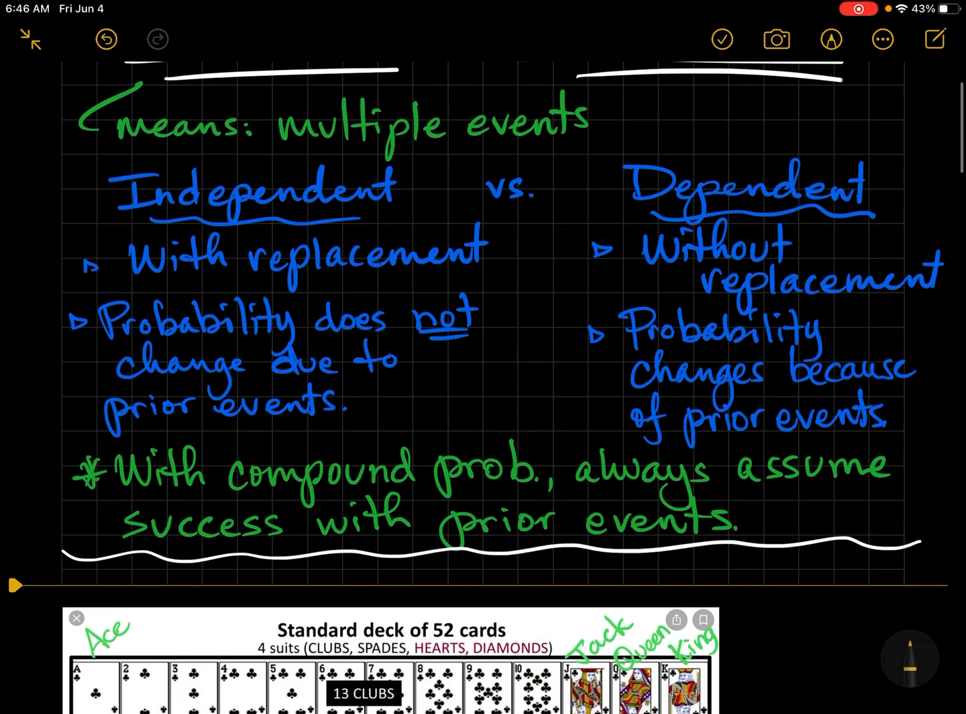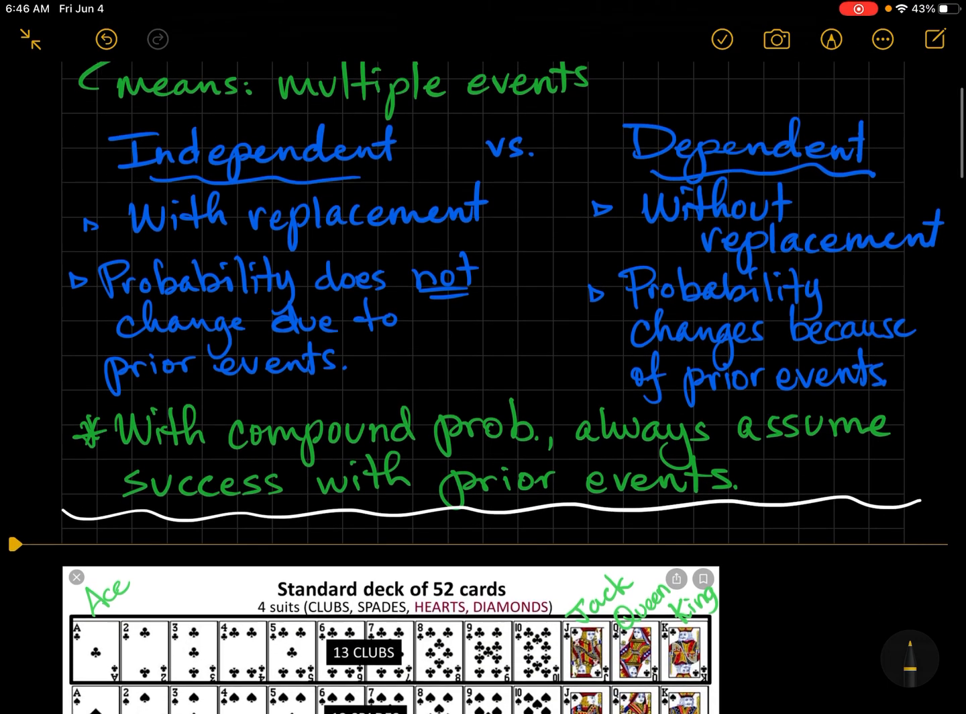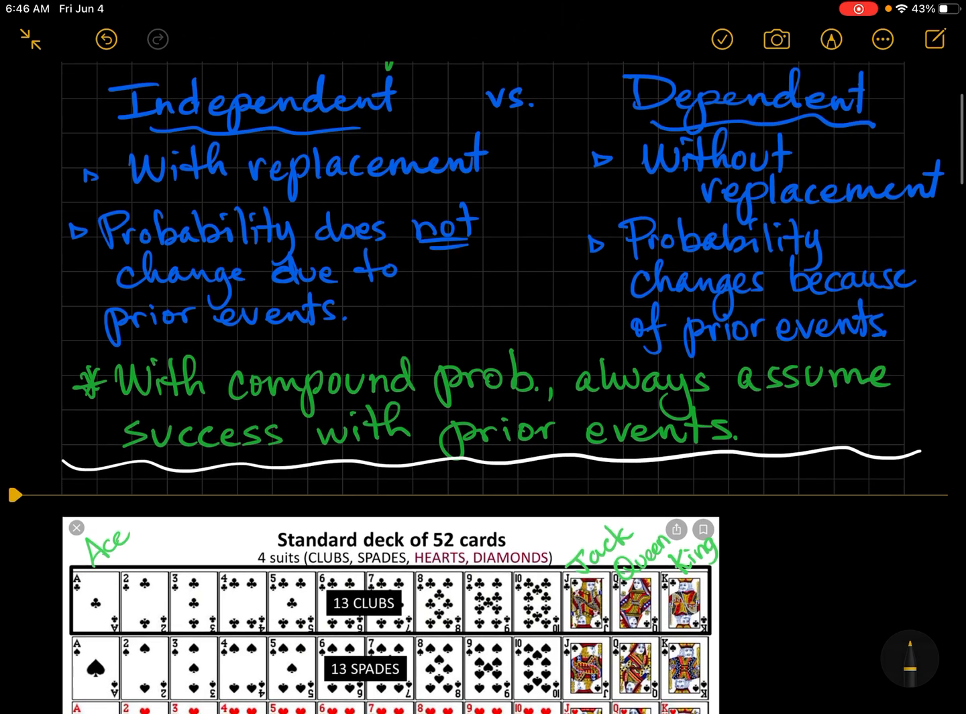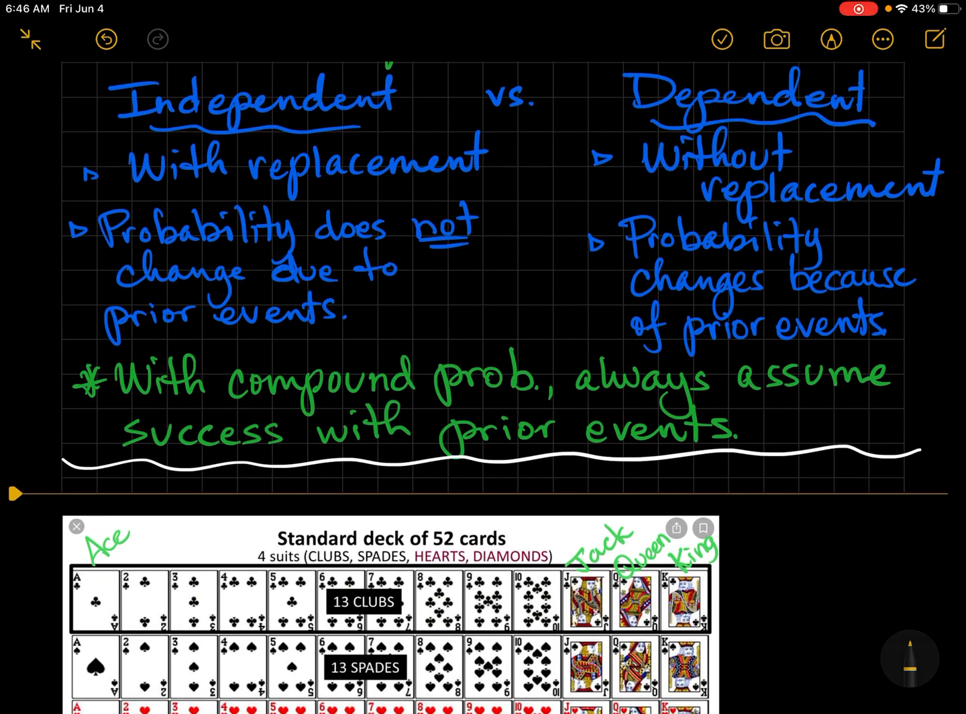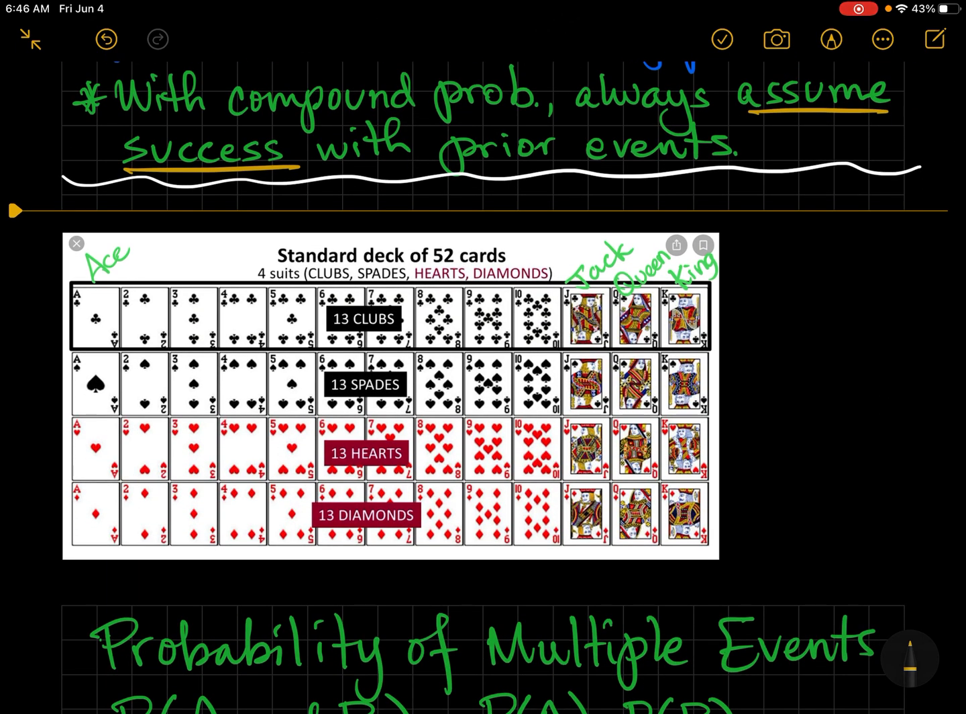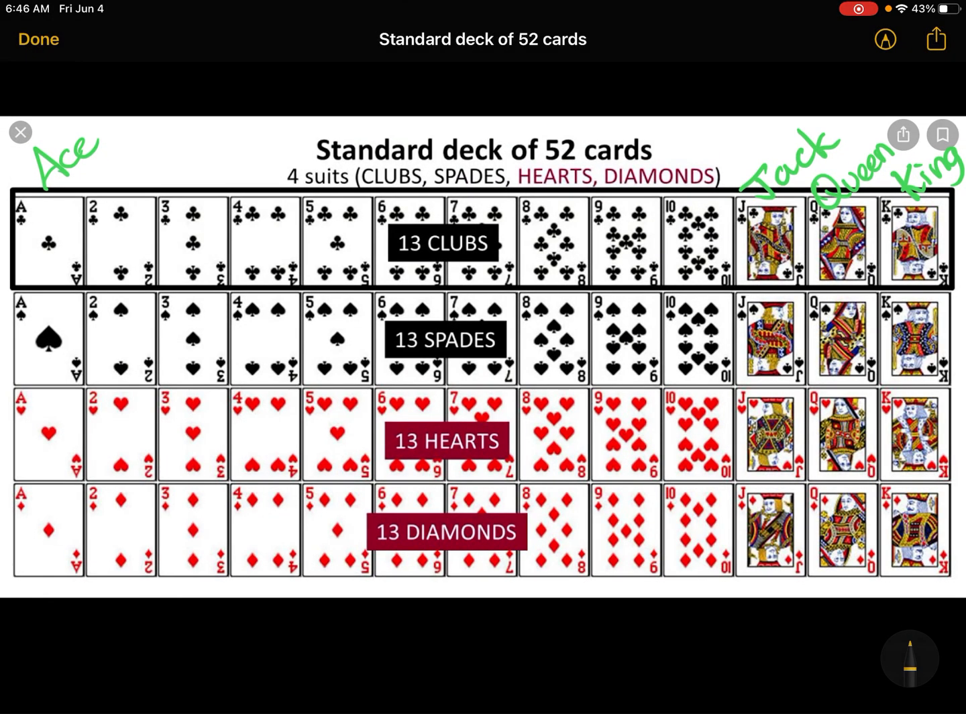So your probability depends on what's already transpired. With compound probability, it is very important that we always assume success with prior events. We're going to do the probability dealing with a standard deck of playing cards.